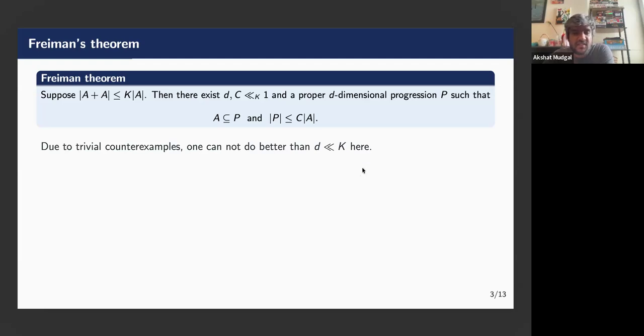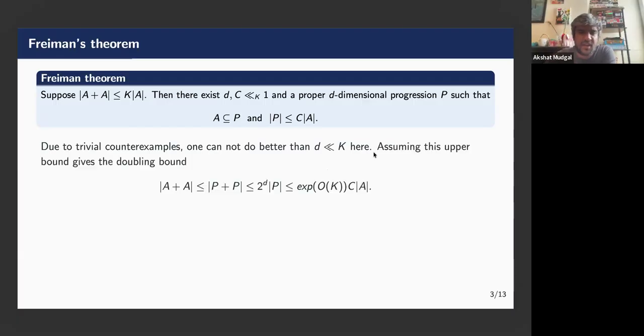So assuming we can get this, which by the way we can, I think these are some classical results of Chang. Assuming that this actually works, we get that if I have a set A contained in a progression P satisfying these structural estimates, then just from knowing that I'm so dense in this progression, I can show that A plus A is at most 2 to the power D times P. P is at most C times A, so I get C times A, and 2 to the power D, well, D, let's say, grows linearly in K, so this is some exponential of order K.